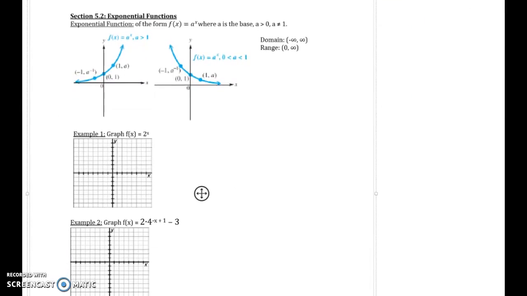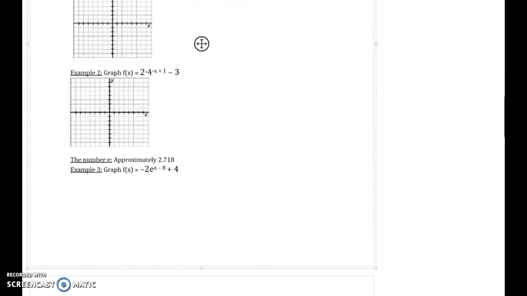Graph 2 to the x. Graph the function 2 times 4 to the negative x plus 1, minus 3. To graph this function, you take your calculator and you will be able to have the representation of this function. Now, like I told you, e is also a base, and e is approximately equal to 2.718. So you can also use your calculator to graph these functions.